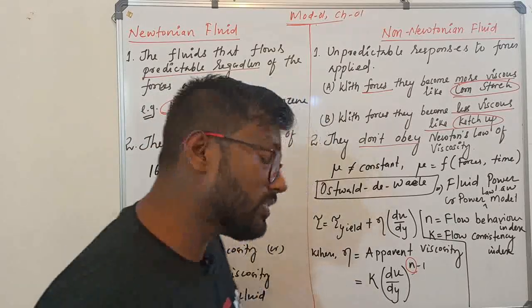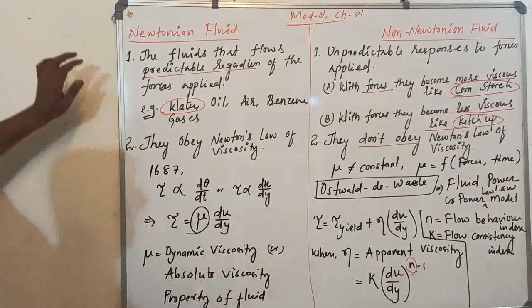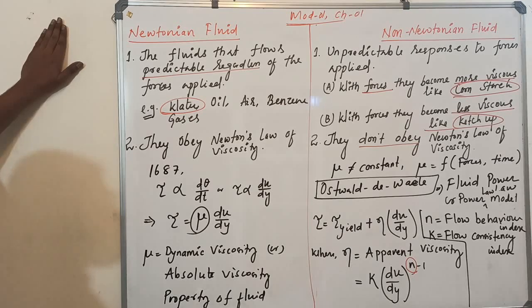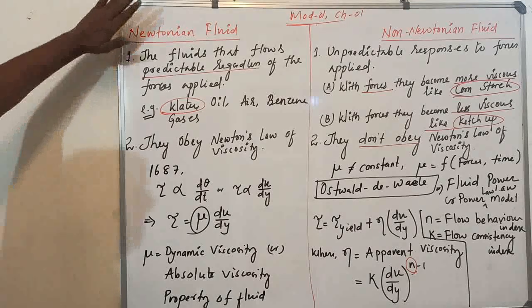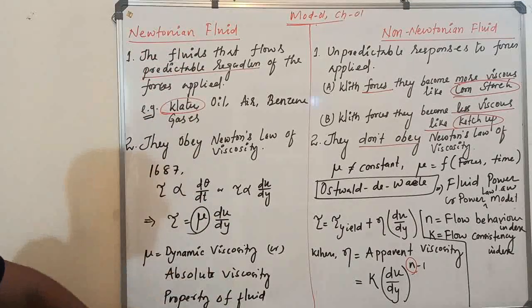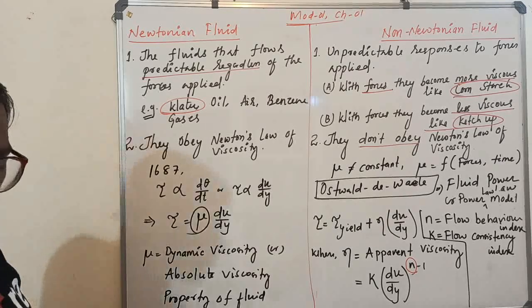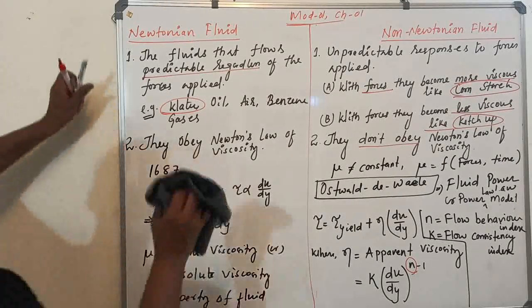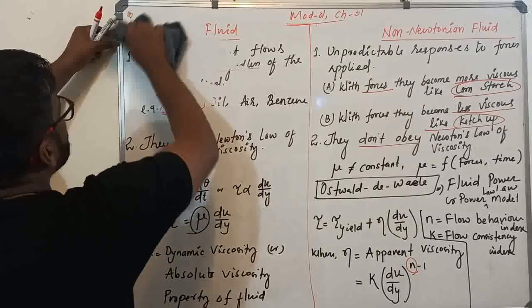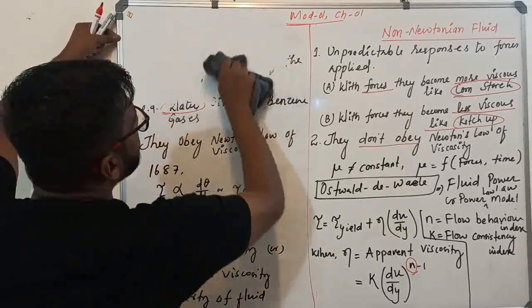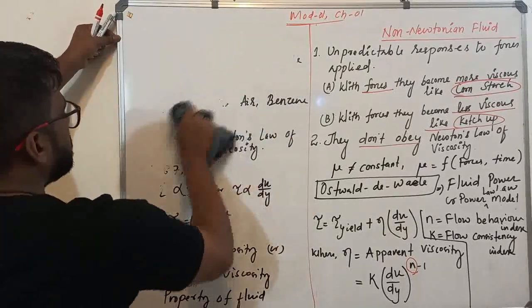So note it down, I'll erase it so that we can explain it properly. Okay, I'm erasing the left hand side so that we'll continue with the non-Newtonian flow. So you came to know, sir, non-Newtonian fluid flow is unpredictable.